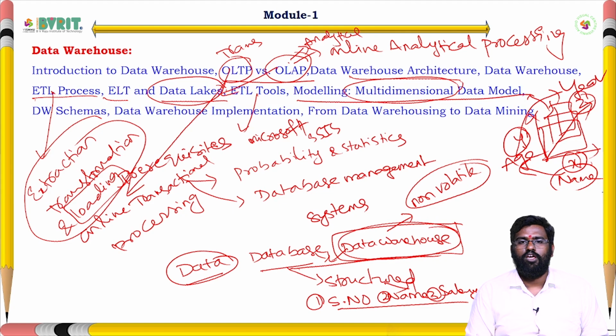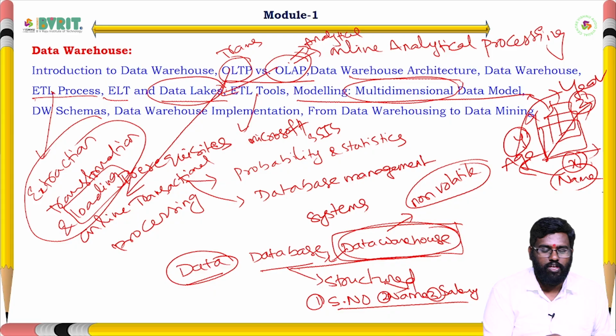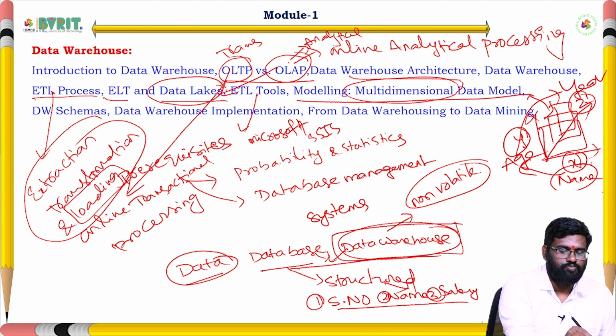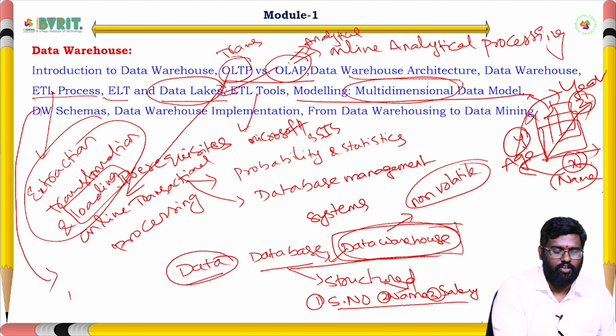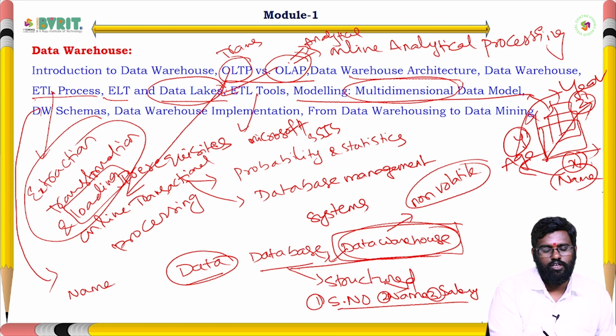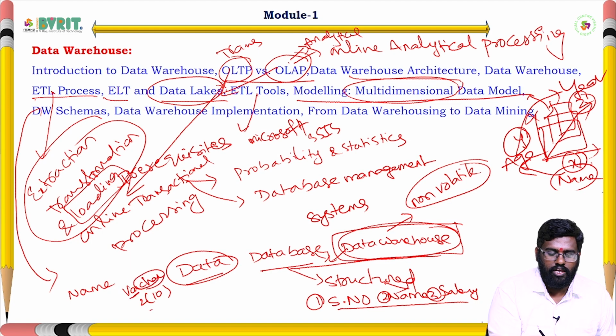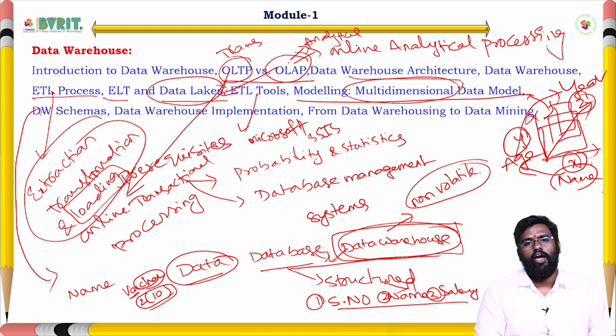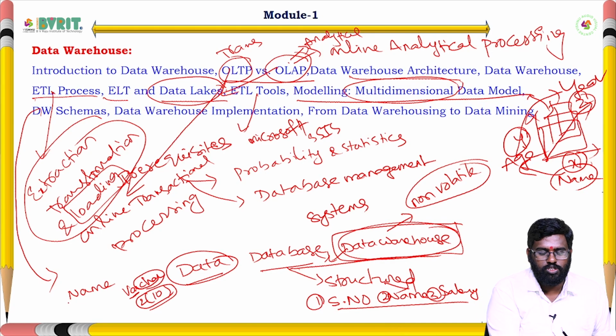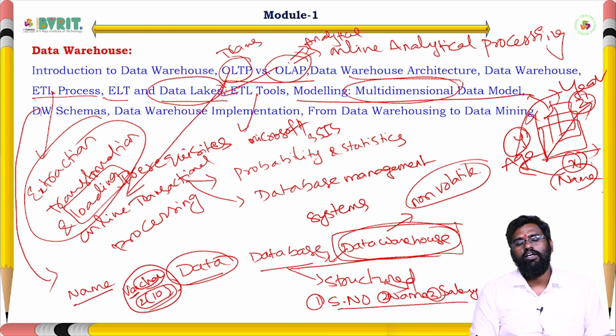Then coming to data warehouse schemas. Schemas means the description of the data. For example, in the data warehouse schema I have given name. The name is a character, so I want to define it as varchar2 of 10. That means it is a character variable with a length of 10. It is used to define the logical description, that means what variable name we used and what data type we used. Everything needs to be defined in the schema. That is the logical description of the database. That is the data warehouse schema.